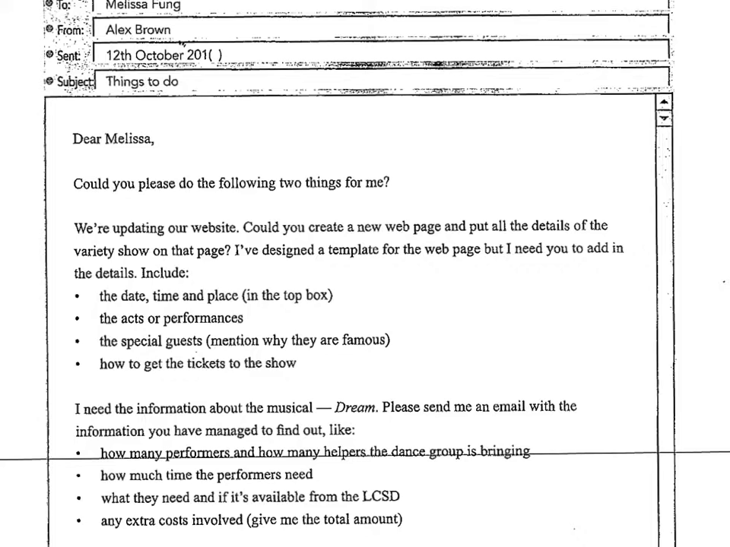So our task number 4 is very easy because what you have to do is just to update a website. Basically there are not any kind of layouts or special format you have to pay attention to, and the guideline is there for you, very straightforward. I have designed a template for the website, and I need you to add information. So you need the date, the time, the place, the act or performances, the special guests, and also mention why they are famous, so a bit of detail here, and how to get the tickets to the show. Everything is very, very straightforward, and what you can do is just find out the bits and pieces from the data file.